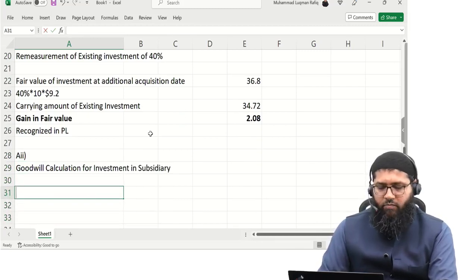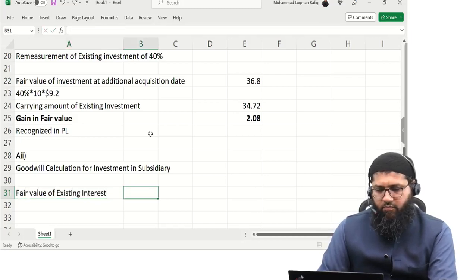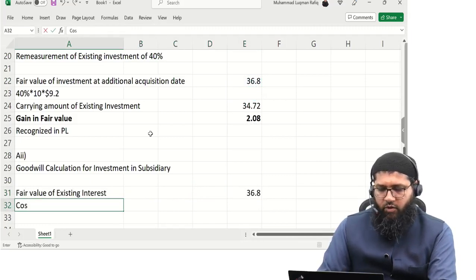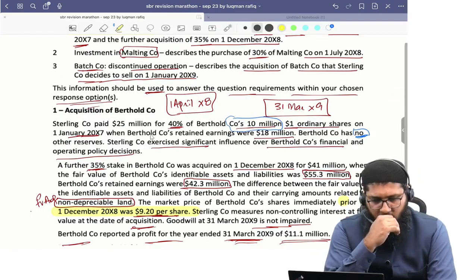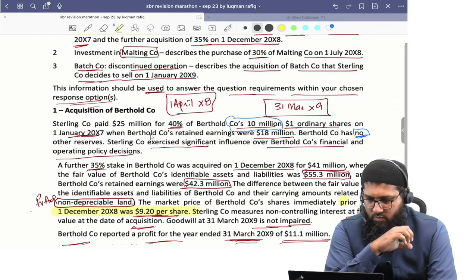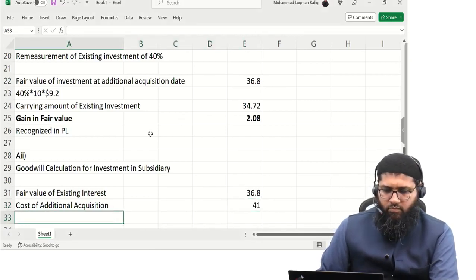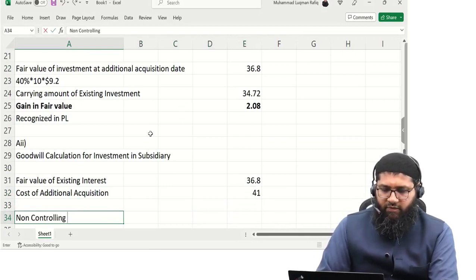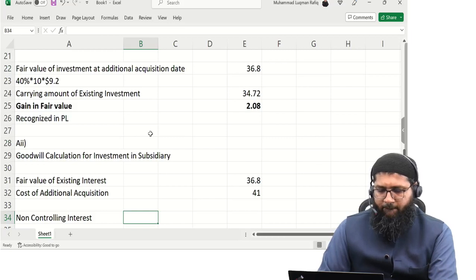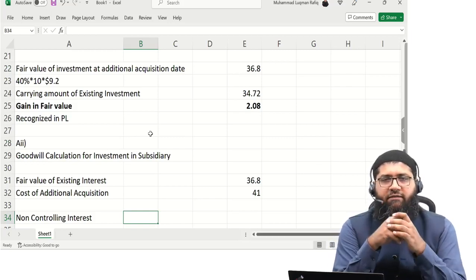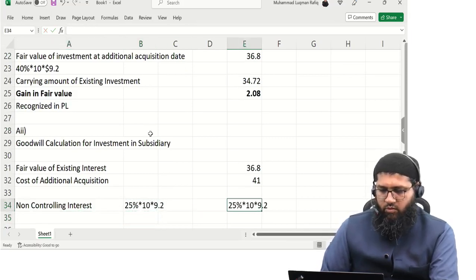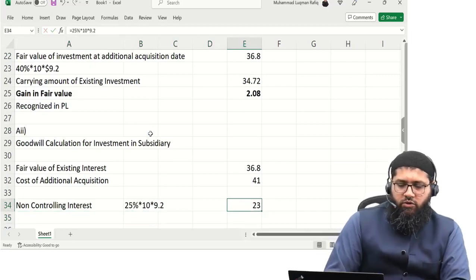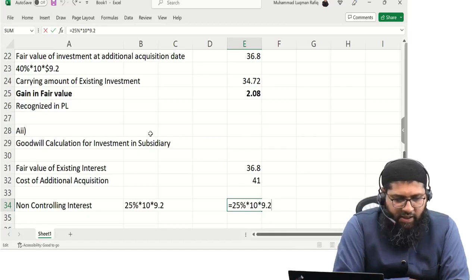How is it going to happen? You would say the fair value of existing interest, which is 36.8, cost of additional acquisition was 41. The non-controlling interest, which we will calculate, since now you have got 35 plus 40, 75%. So it's actually going to be 25% multiplied by 10 million multiplied by 9.2, right?